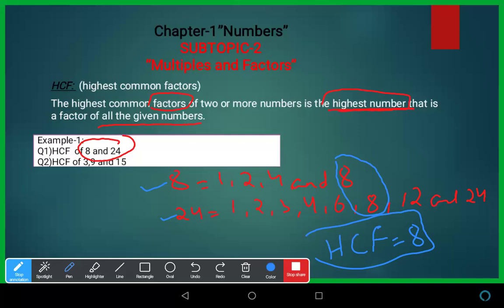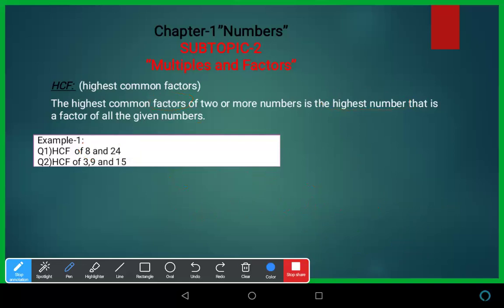Now, moving toward the next example, example number 2: 3, 9, 15. So quickly, 3 has only 1 and 3. Now 9, we have 1, 3, and 9. 15, we have 1, 3, 5, and 15.